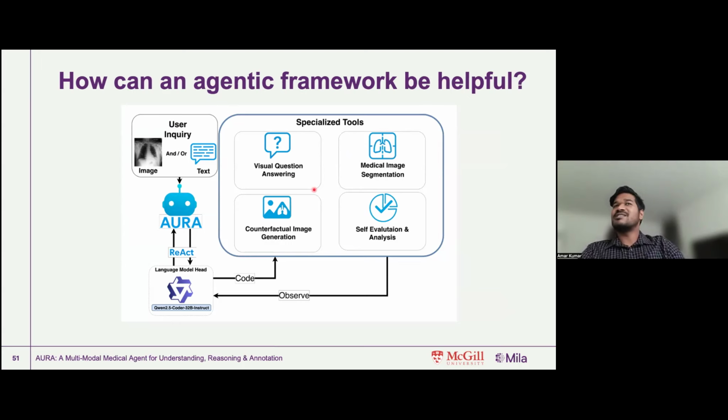What if we want to build a specialized tool that could perform all this at once, which is visual question answering, medical image segmentation, counterfactual image generation, and not only that, but do this in a cyclic manner, built on a ReAct framework? I'm not sure if you're familiar with this. In summary, it's just a framework where the decision of a model can be re-evaluated by the agent itself and even made further better by doing this iterative process of generation and re-evaluation. So this architecture was called Aura and also uses Prism as well as other models under the hood.